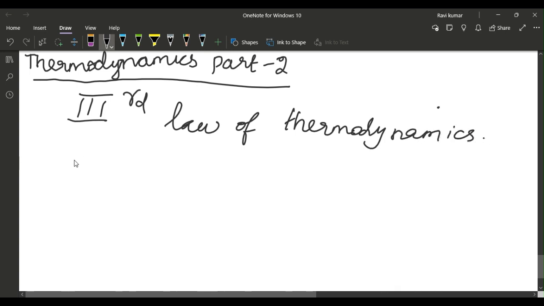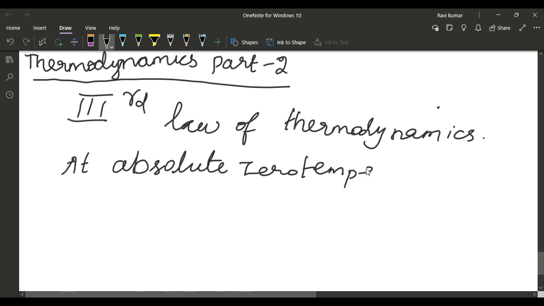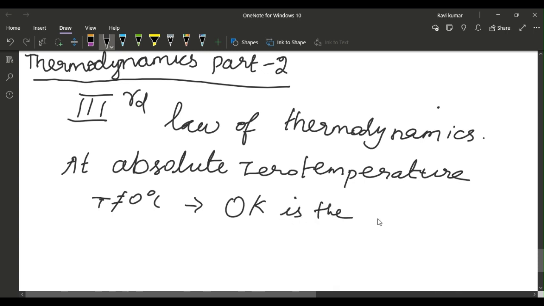So, the third law states that at absolute zero temperature... What do you mean by zero temperature? It's not 0 degrees Celsius. It's actually 0 Kelvin, the absolute zero temperature.